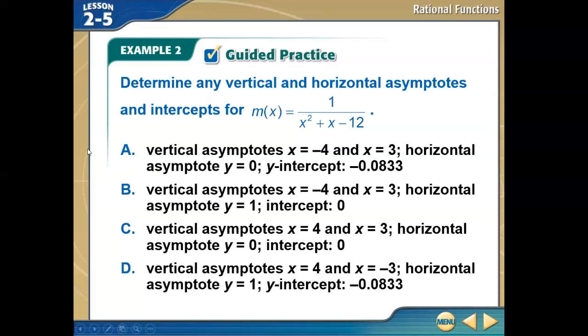So here, determine any vertical, horizontal asymptotes and intercepts. Okay, so horizontal asymptotes. On this one, remember that we have a constant in the numerator. So that corresponds to an x to the power of 0. So since the degree of our numerator is less than the degree of our denominator, we have a horizontal asymptote at the x-axis.